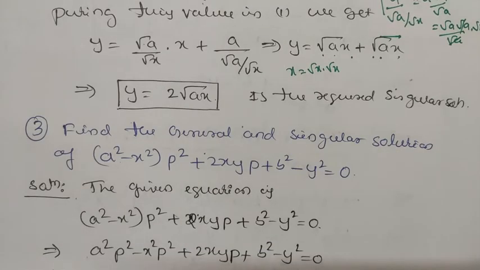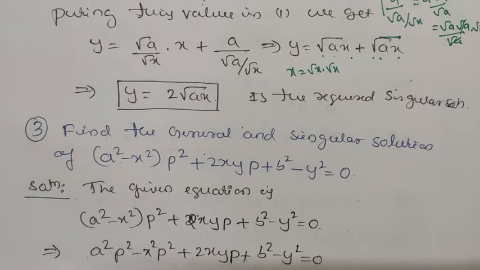Let us take one more example. Find the general and singular solution of (a square minus x square) into p square plus 2xyp plus b square minus y square equals 0. Here it is not in the Clairaut's form. First you have to convert this one into Clairaut's form. After that we can solve this one. So first you write the given equation as it is.